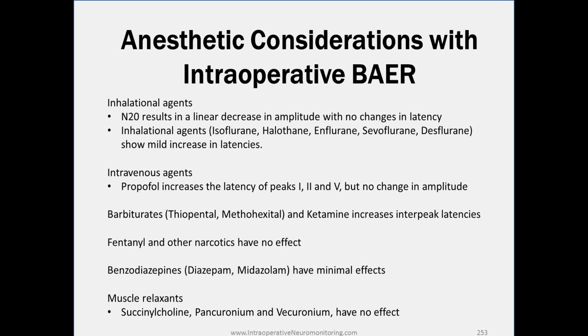Since we are looking to use interpeak latencies as a sensitive alarm criteria, the fact that we have a couple of medications that increase those is kind of unique and something we should be aware of, and it's very testable. Fentanyl and narcotics really don't have any effect. Benzos, not really anything. Muscle relaxants, no effect at all. So for the other ones you just need to know, absolute latency changes are very mild, but it happens. Not a whole lot of amplitude changes, but it's these barbiturates and ketamines that do the interpeak latency changes.